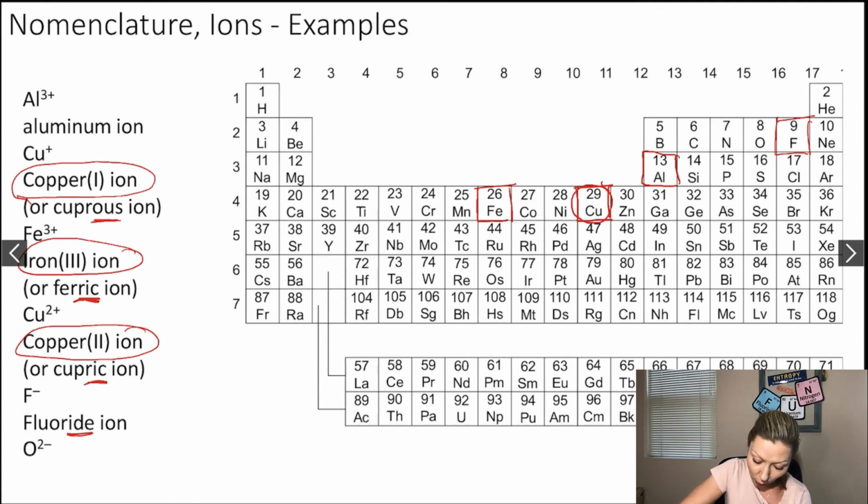And the last one in this example is oxygen, O2-. Again, we have a monoatomic anion, right? It consists of only one type of atom. So what would be the name? Again, we just need to add the ending "ide" to the oxygen.